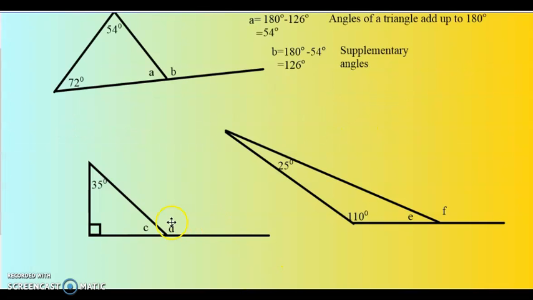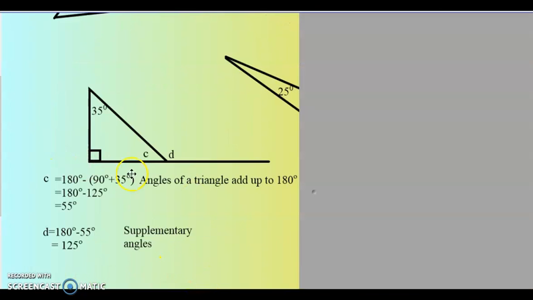Right, let's go to the next picture. Let's calculate the sizes of C and D and E and F. You can press pause and give yourself an opportunity to calculate the values. Right, when we notice the value of C, we calculate 180 degrees minus 90 degrees. For those that didn't know, that right angle means 90 degrees. Plus 35 degrees, that gives us 125. We subtract that from 180 degrees, we have 55 degrees for C.